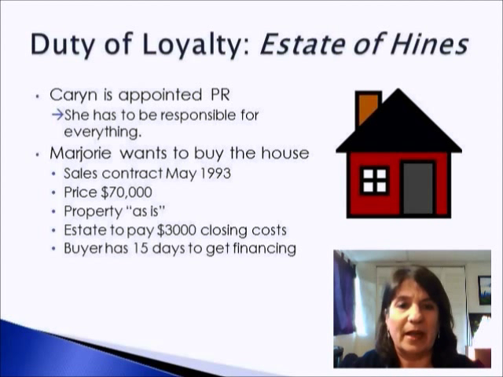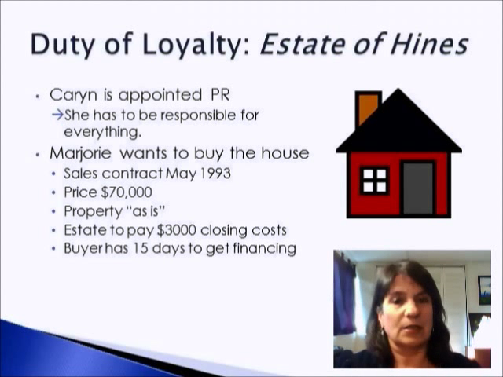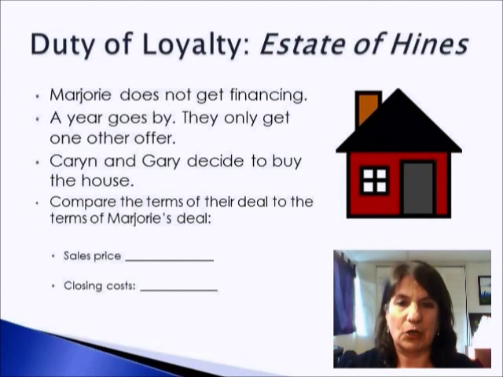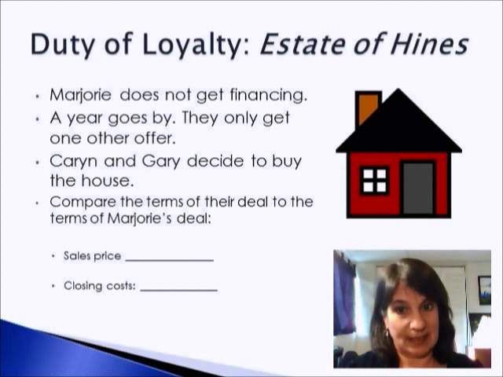Okay, so what do we have in the estate? We have a house. And Marjorie wants to buy it. That's good. So Karen, the PR, is happy to sell the house to Aunt Marjorie. They negotiate a sales price. They negotiate who's to pay the closing costs and even the time period within which the buyer, Marjorie, has to get financing. This sounds very professional, doesn't it? Marjorie, however, can't get financing. And a year goes by.